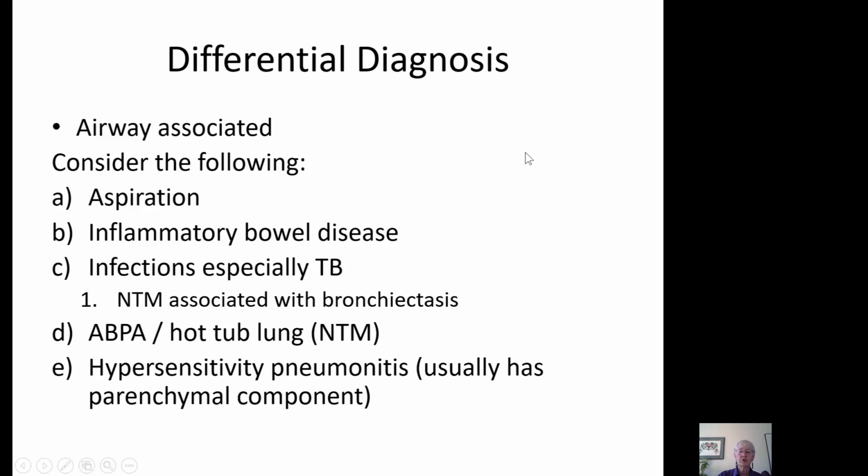The differential diagnosis of airway-associated granulomata is quite widespread, and this shows the importance of a very good history. When one finds airway-associated granulomata, consider aspiration, consider infections, tuberculous and non-tuberculous mycobacteria, consider inflammatory bowel disease, usually Crohn's disease, but also ulcerative colitis. Consider immunological reactions, allergic bronchopulmonary aspergillosis, and hot tub lung. In hot tub lung, the reaction is against non-tuberculous mycobacteria. And consider hypersensitivity pneumonia. Hypersensitivity pneumonia usually has a parenchymal component rather than being completely confined to the airways.